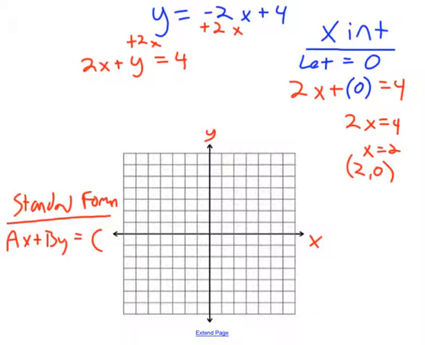So we go to the origin, which is (0, 0), and x is a number line, and we count to the right by 2: 1, 2. So there's our point right there. All right, so that was the x-intercept. Now let's find the y-intercept.